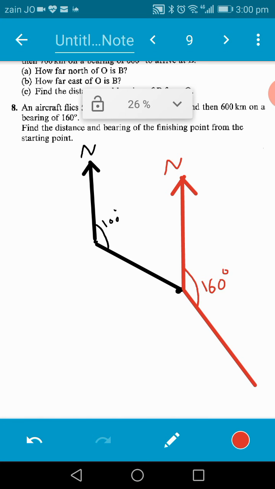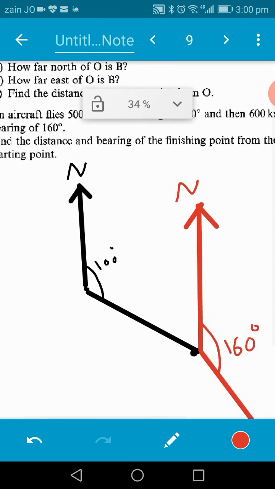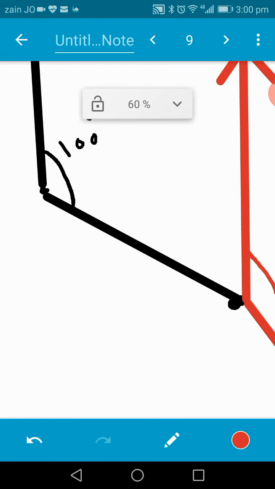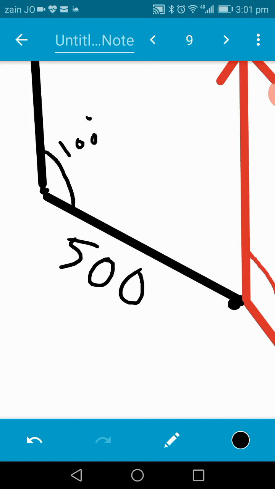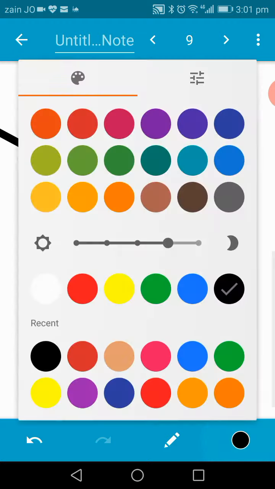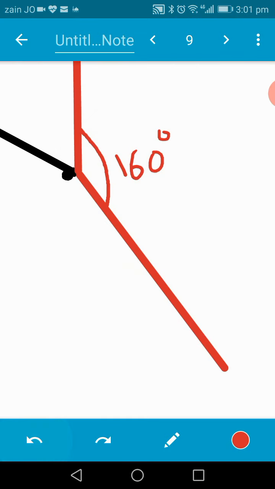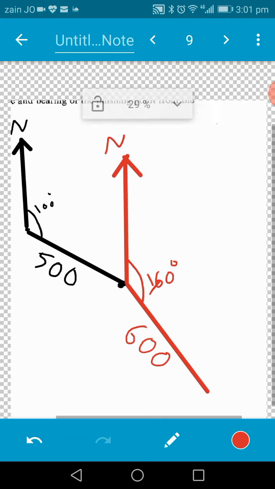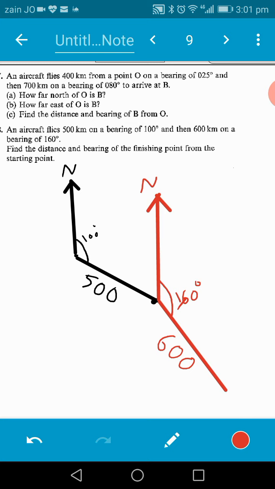Now the first distance, this one, is 500 kilometer. The second distance, this red one, is 600 kilometer. Okay. The question is: find the distance and bearing of the finishing point from the starting point.